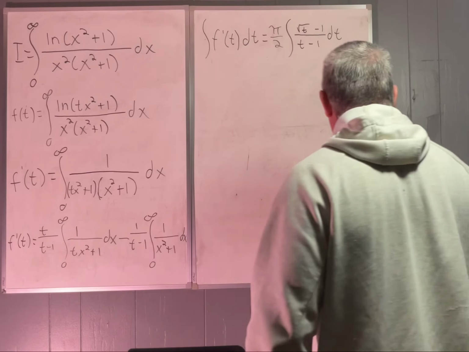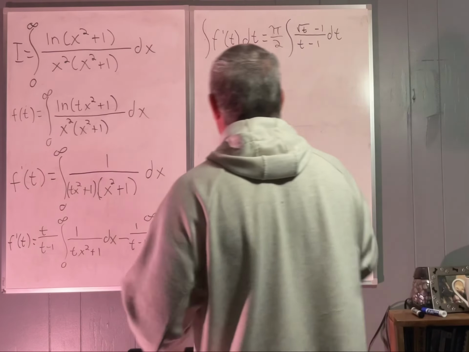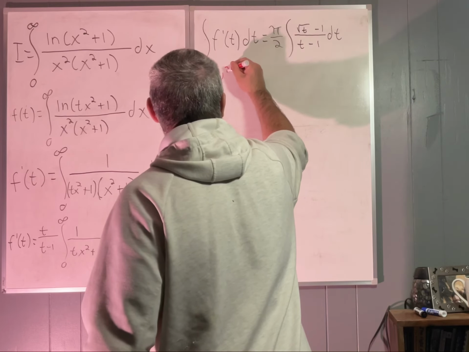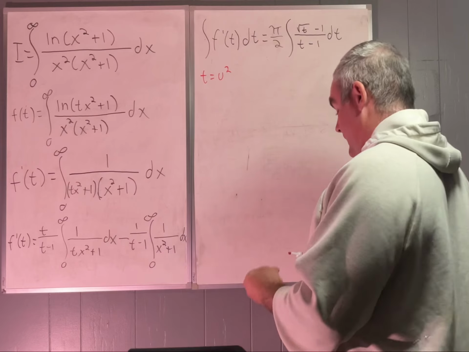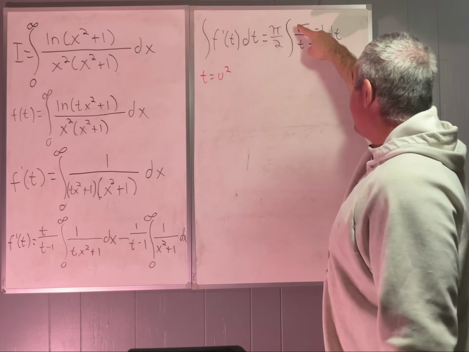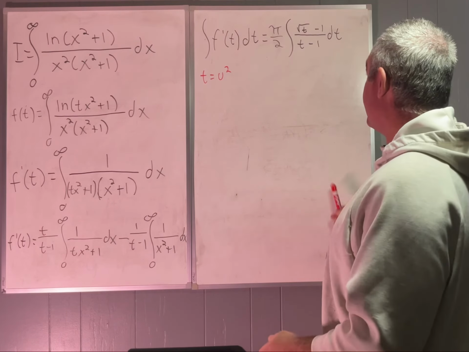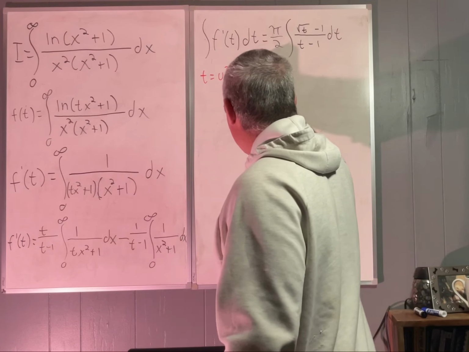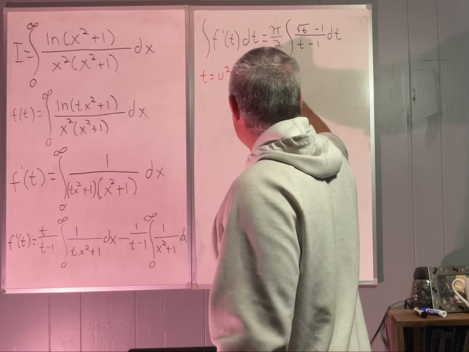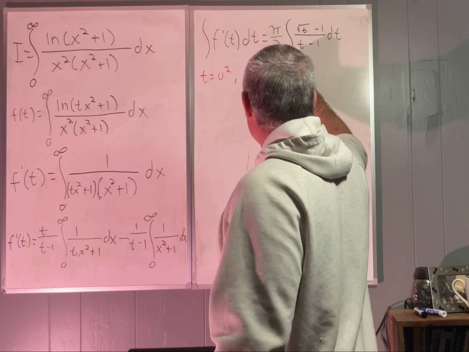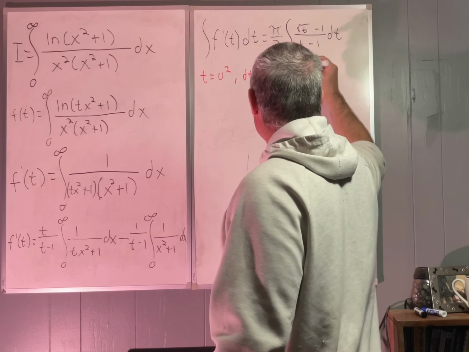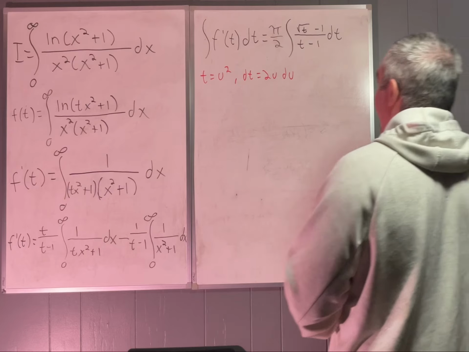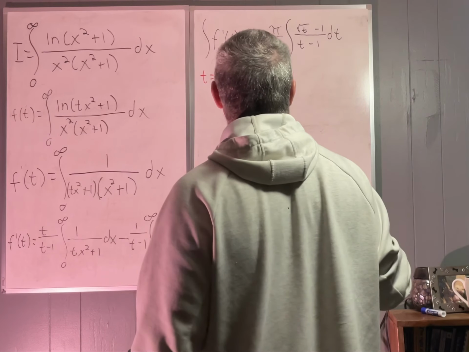That substitution is that t is equal to u squared, because that way we can get rid of that square root of t and it would just become a u, and it'll be a lot nicer. So that gives us that dt is equal to 2u du. Okay. So let's go ahead with that. Let's make that substitution.